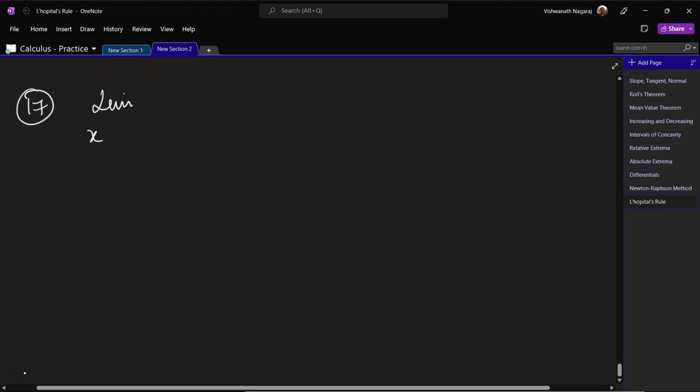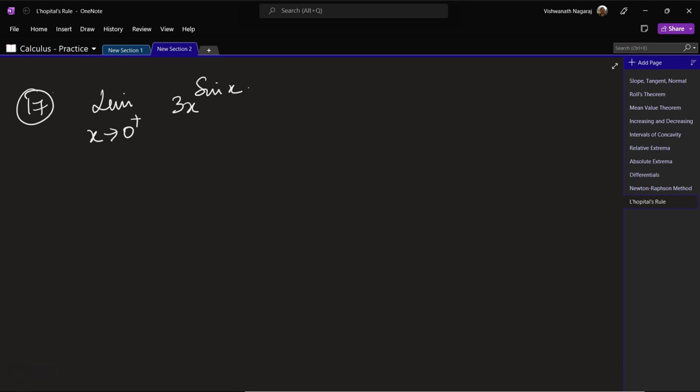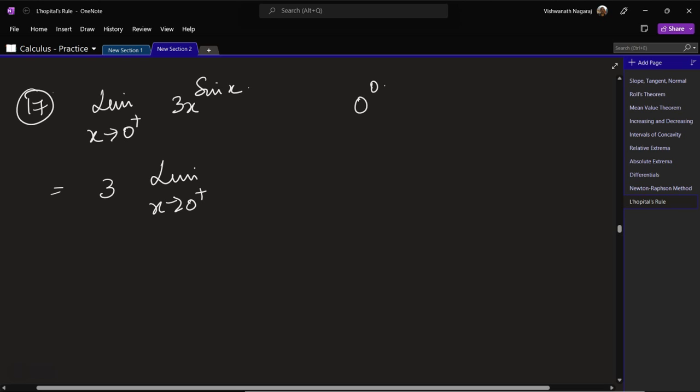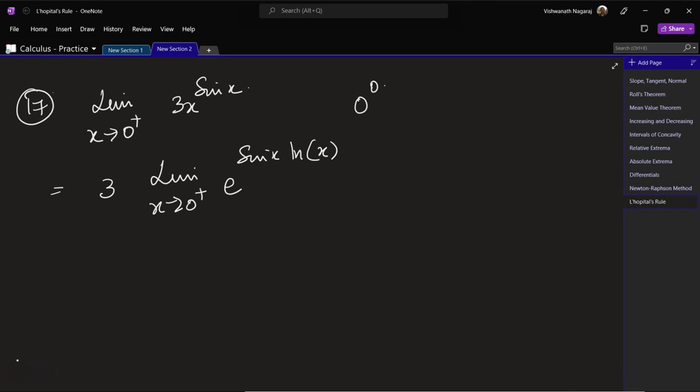Limit as x approaches 0 from the positive side of 3x to the power of sine x. Direct substitution gives you 0 to the power of 0 form. Okay, so let's manipulate this: 3 times limit as x approaches 0 from the positive side of e to the power of sine x natural log of x. So which means we have to figure out the limit of this. So limit as x approaches 0 from the positive side of sine x natural log of x.